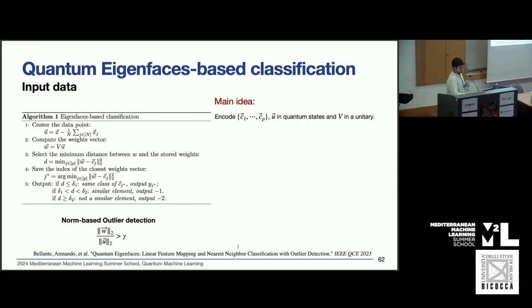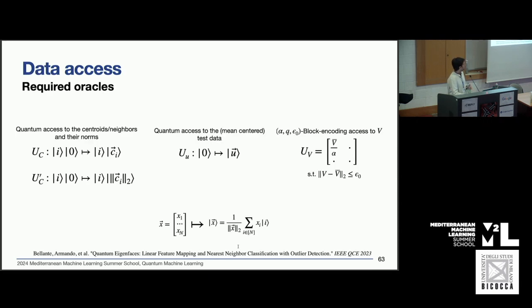Okay, and now, you want your data stored in a quantum memory, and you want access. You want the weights to be amplitude encoded, and you want your mean-centered sample to be amplitude encoded as well. And then you want your top K principal components to be in a block encoding, so to be in the top left corner of a unitary matrix that you know how to implement with quantum gates. You can do all of that with a memory.